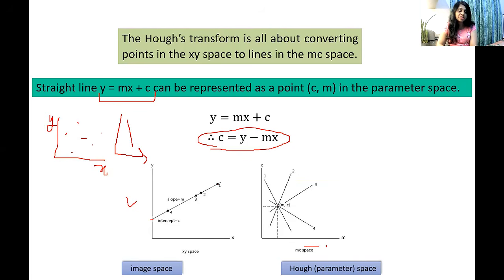Now this is the MC space. MC space means on the x-axis there is m and on the y-axis there is c. That means if you have a line and there are collinear points on this line, and if you draw the equation for these points, then all the lines will intersect at one point. What is this point? This point is nothing but the Hough transform of this line. And these lines are nothing but the conversion of these points into parameter space.